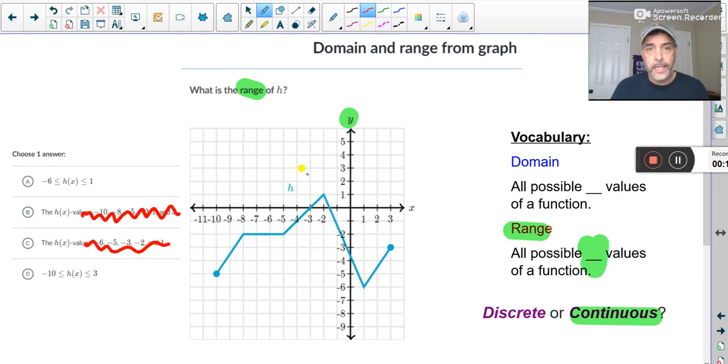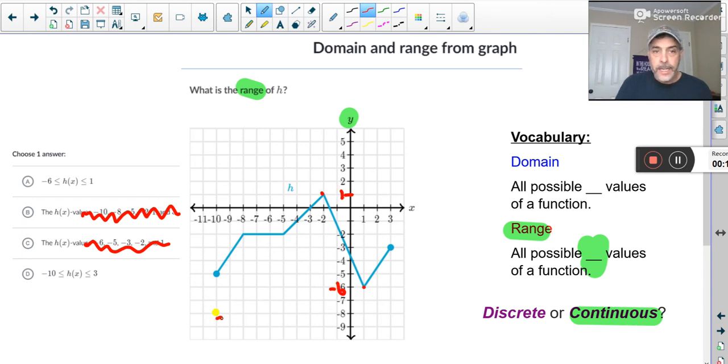And how do I decide? I'm going to start looking at the very lowest y value. So this function goes all the way down to -6. That's the lowest it gets. And then I'm going to be scanning until I get the very highest y value. It looks like it's going all the way up to 1. So my eyes are taking me to the highest and the lowest, and everything in between. All of these points have y values that are between -6 and 1.